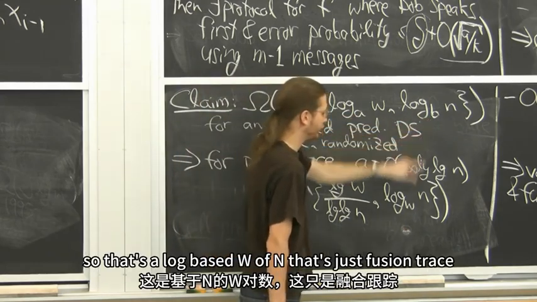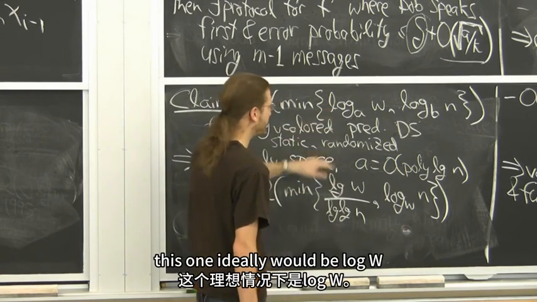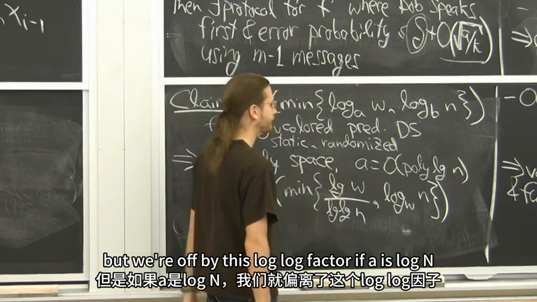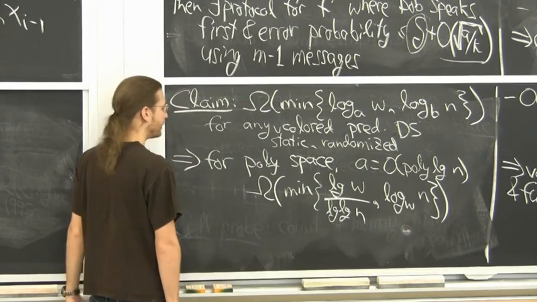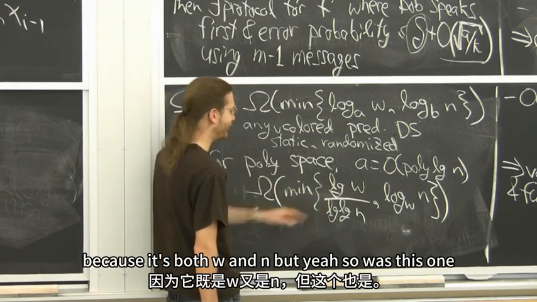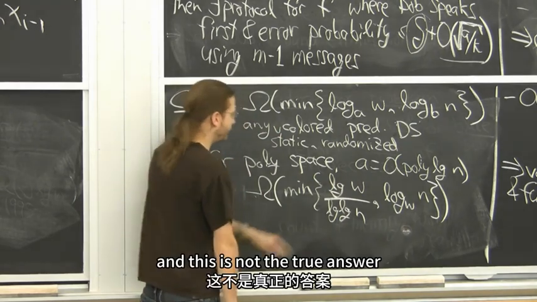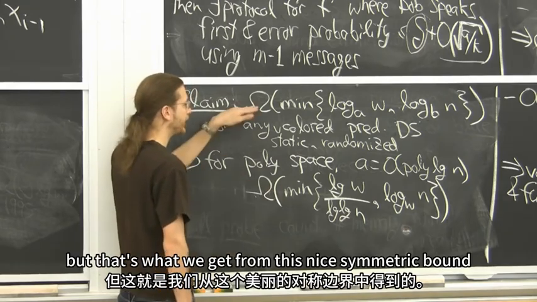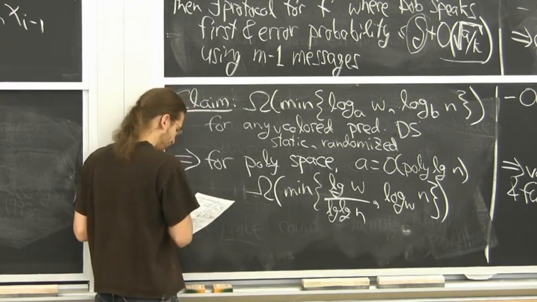So we get B is just W. So that's a log base W of n. That's just fusion trees. This one ideally would be log W, but we're off by this log factor if A is log n. Okay, that's the best we'll be able to prove today. So this is slightly less beautiful because it's both W and n, but so is this one. And this is not the true answer. The true answer has no log. Okay, but that's what we get from this nice symmetric bound for polynomial space.